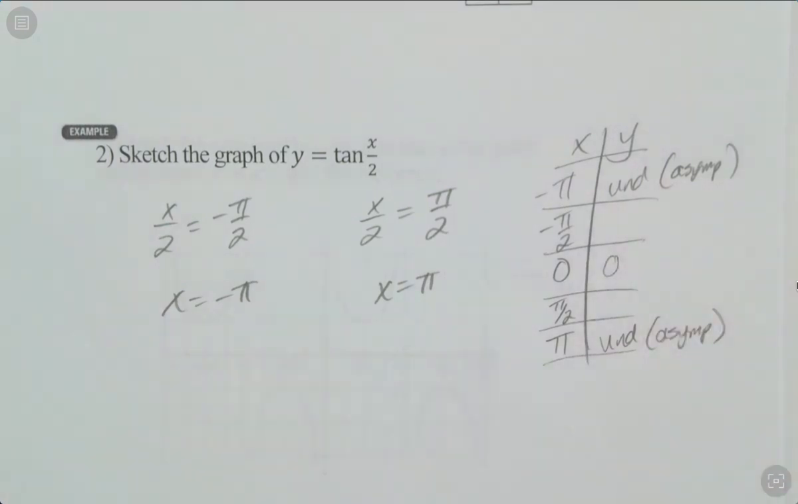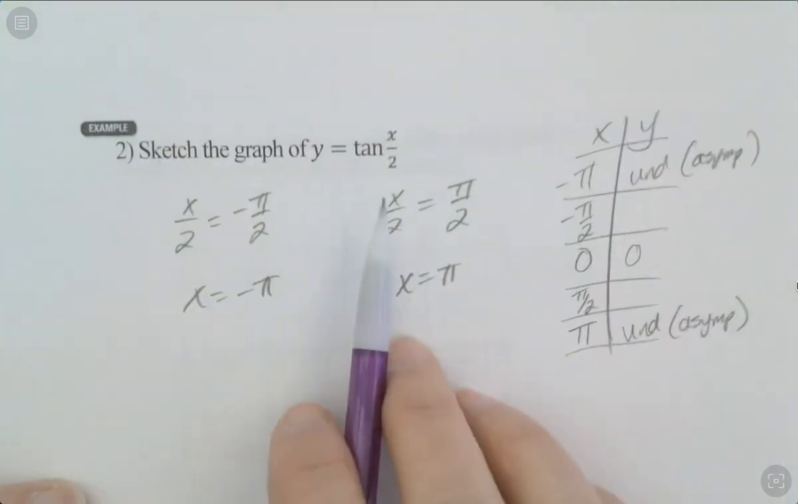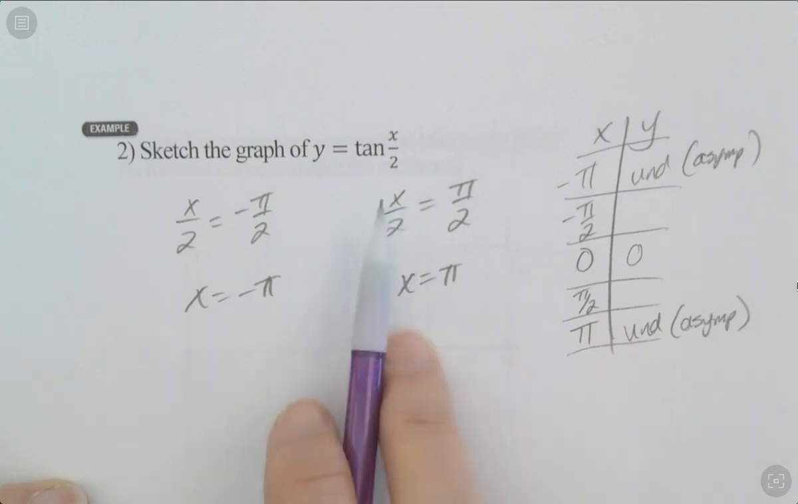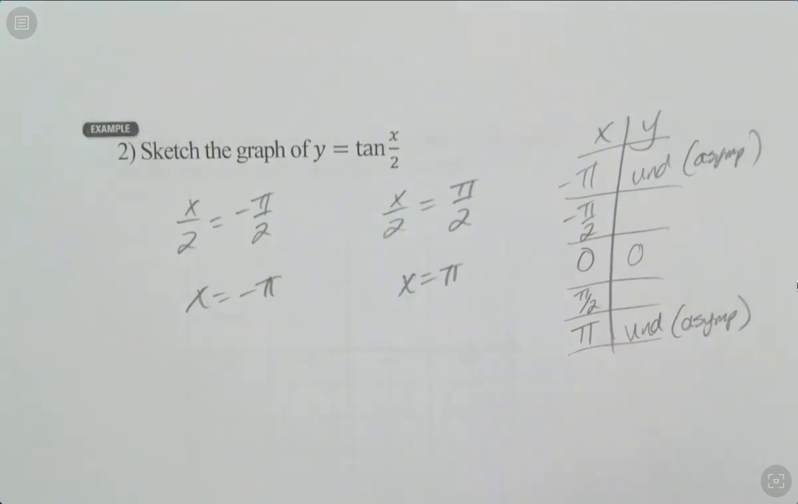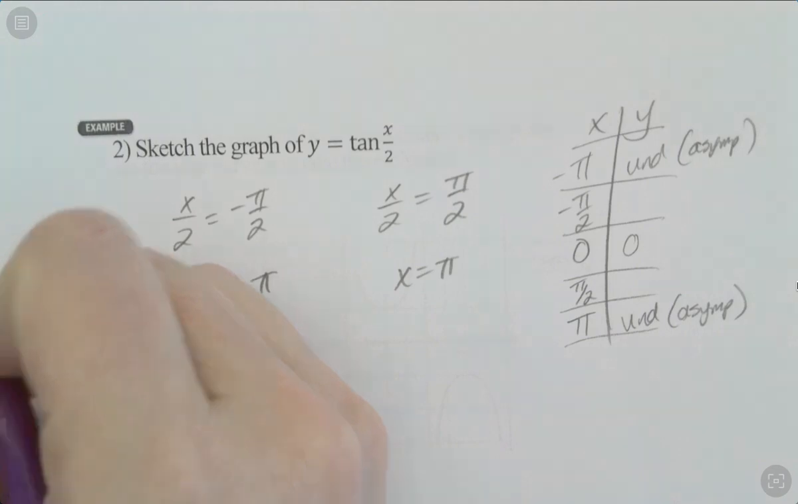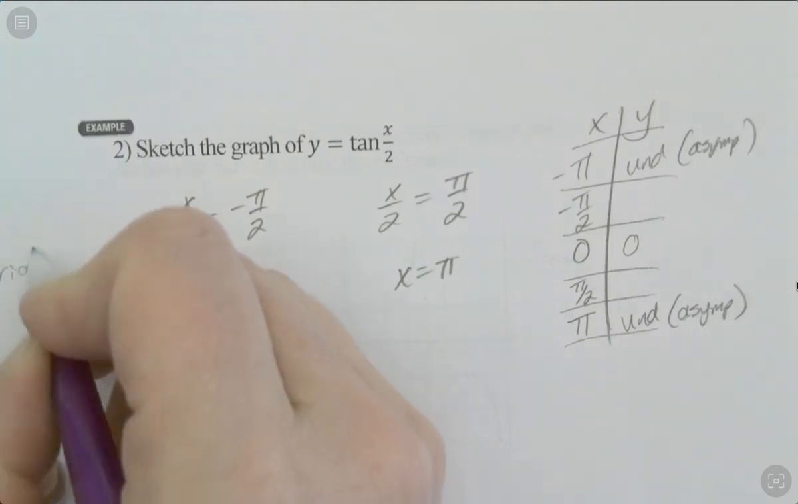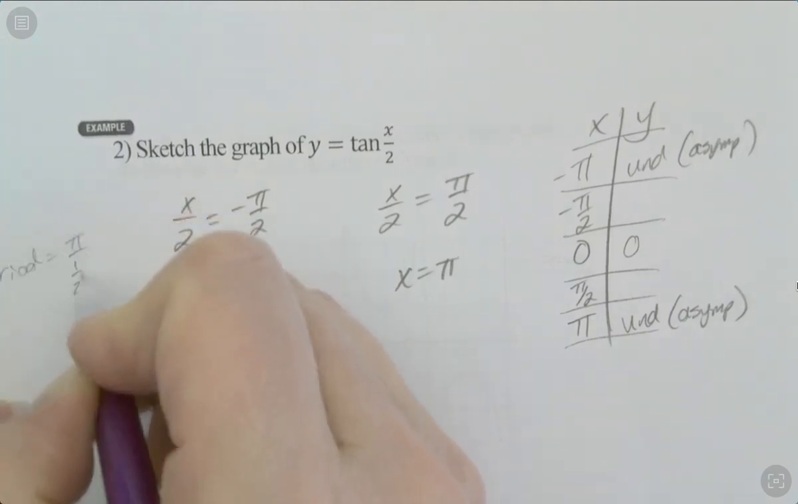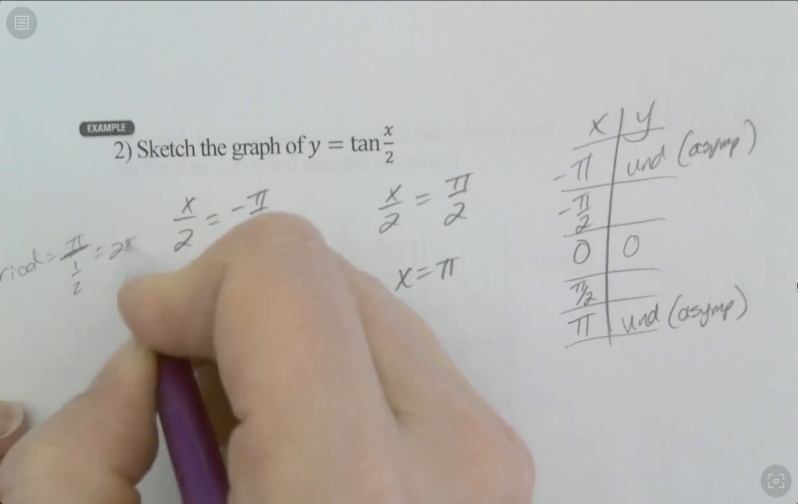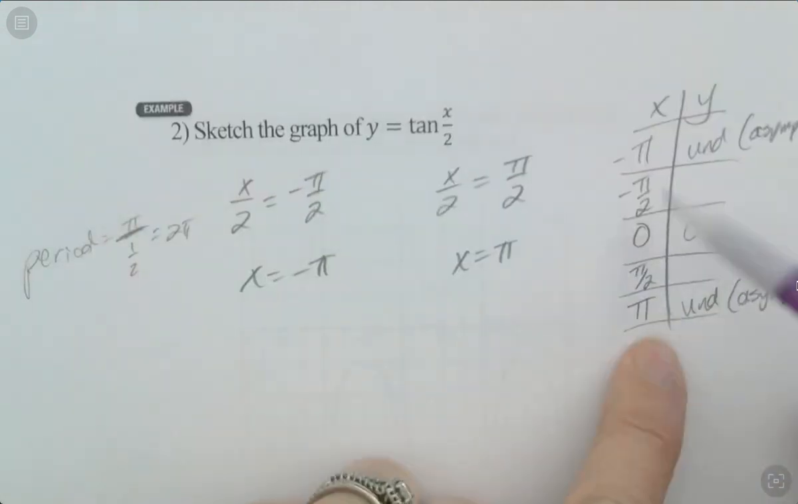It's not been shifted up or down, so it's going to cross at 0 on the axis, just the way the mother function does. The only thing that's really been changed here is what? From the mother function, what's been changed? The period. And if you wanted to, you could figure out that your period would be pi divided by a half, which is 2 pi, but you don't have to do that because you can see the distance between consecutive asymptotes is pi units.